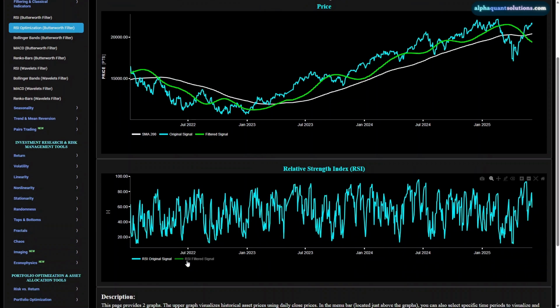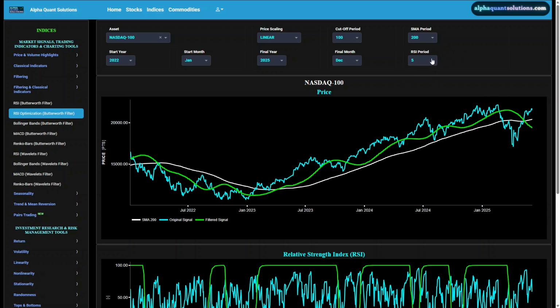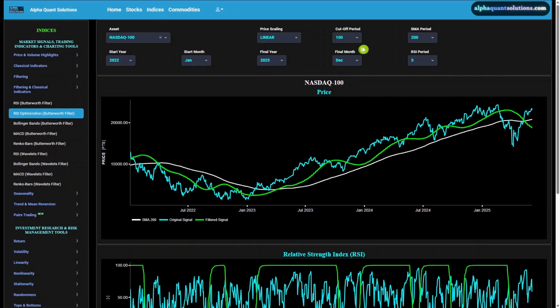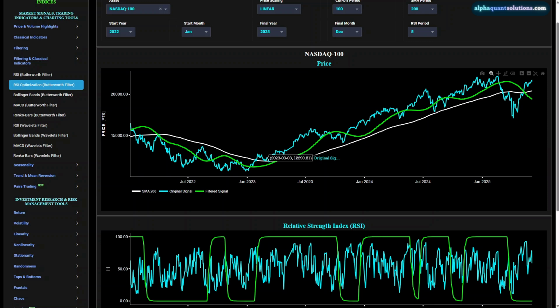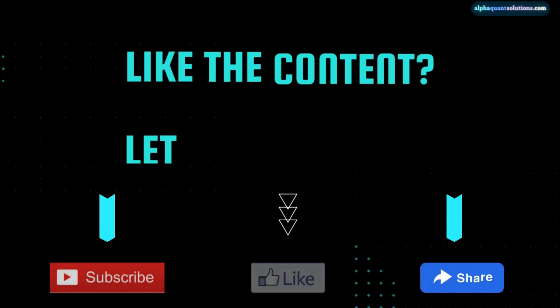And in the bottom RSI graph, if you click here on the legend, the green one, it will show the RSI using the 5-day time period. This RSI is applied to the green line that you see here on top, and that's the filtered price using the cutoff period of 100 days. Both of these graphs are very interesting to analyze later on when we do a deep dive on the algorithm.